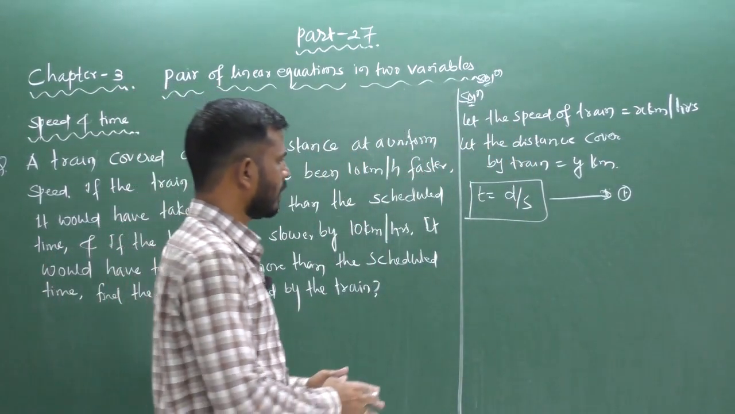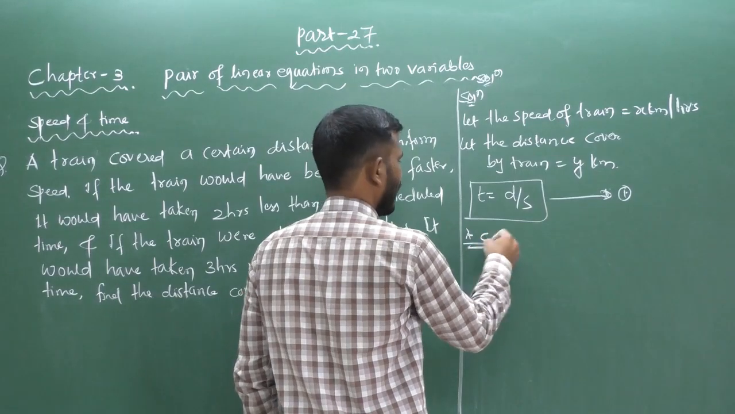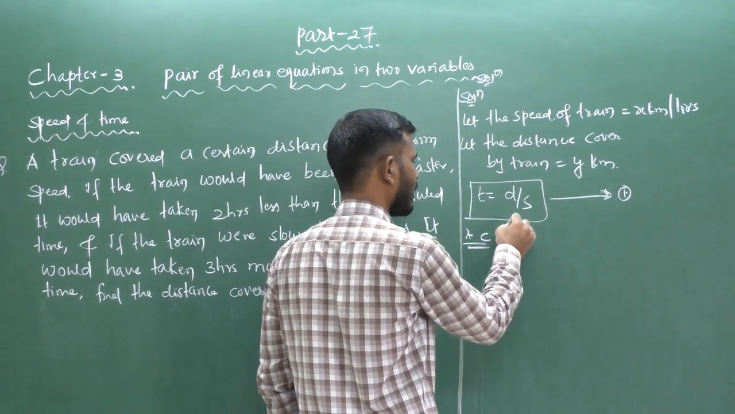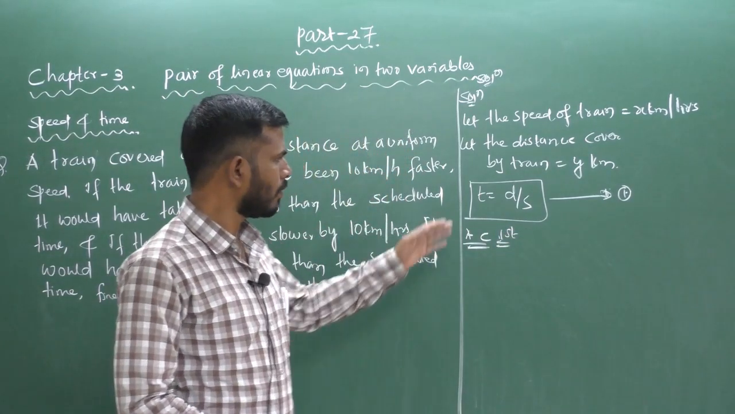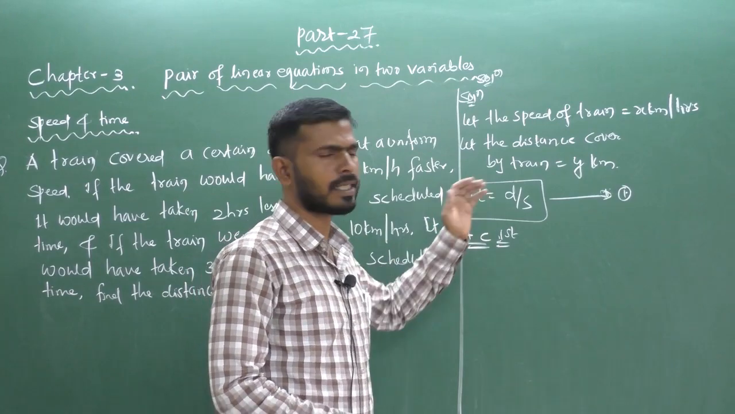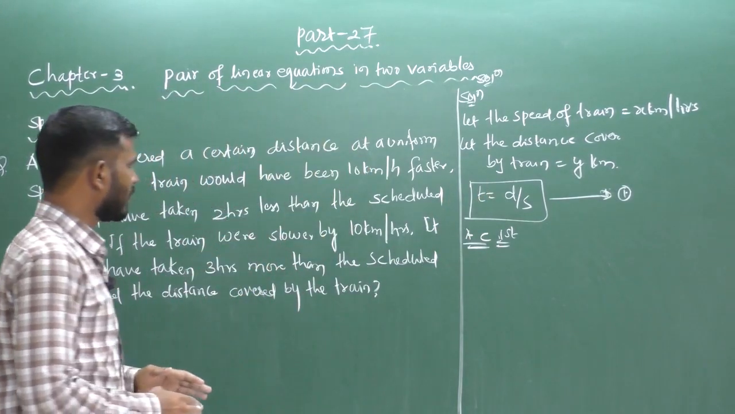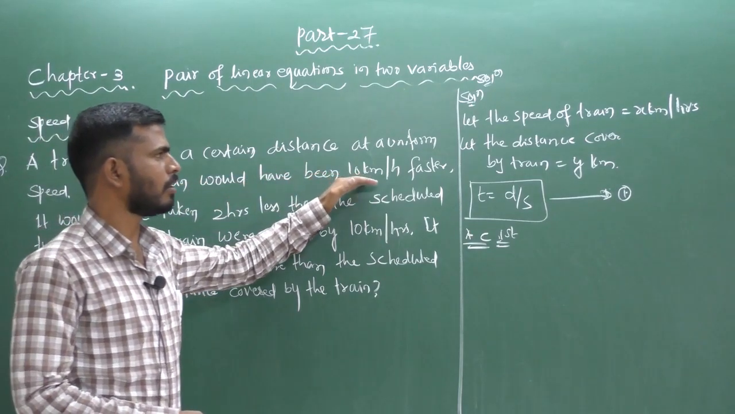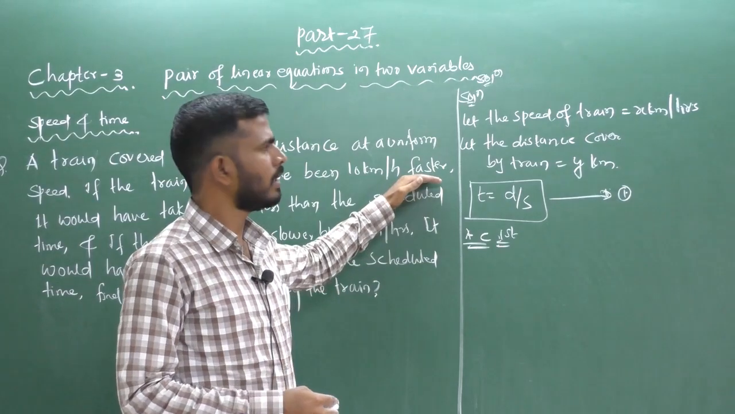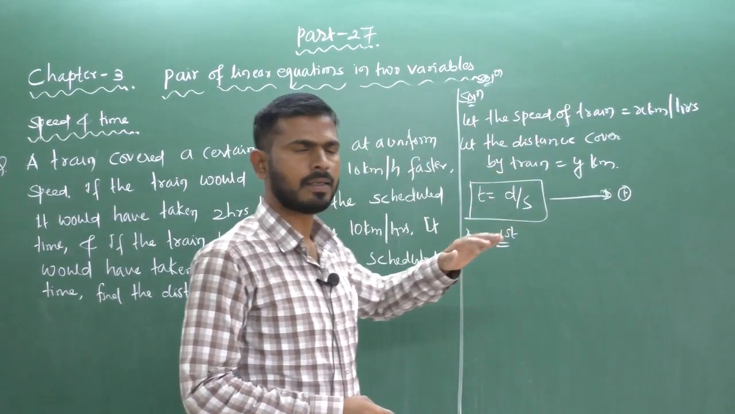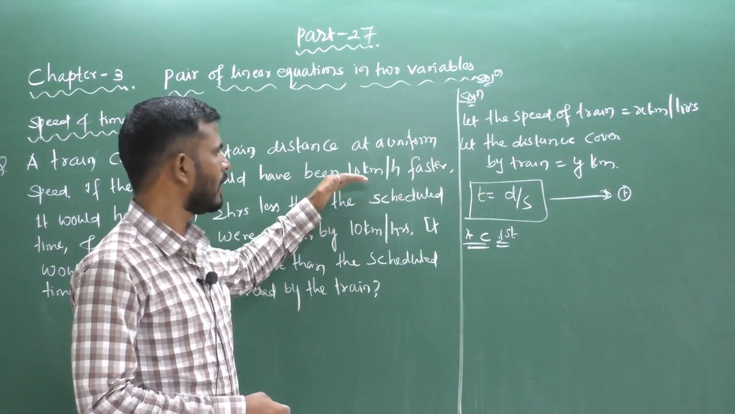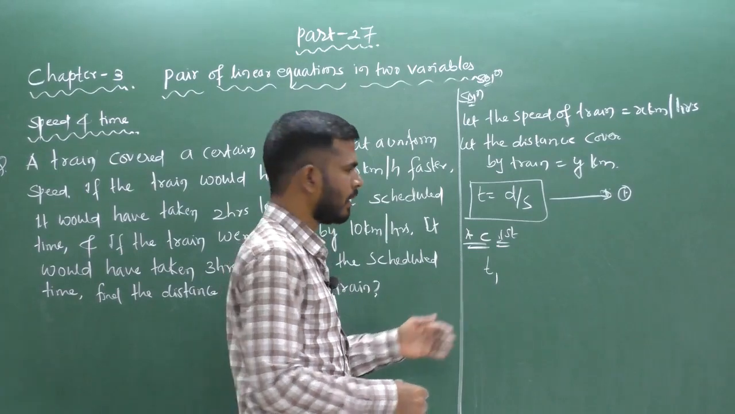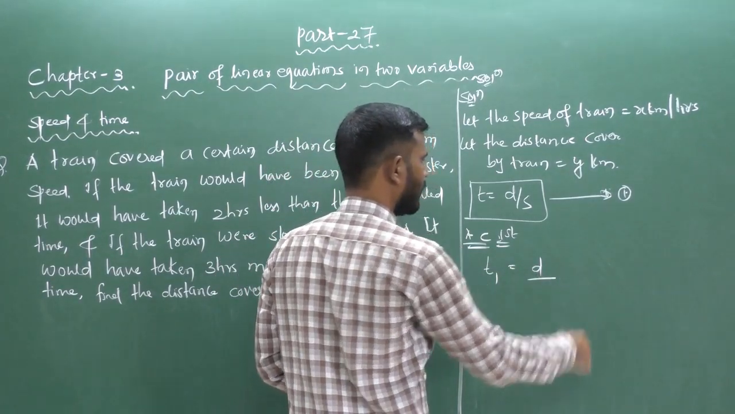According to the first condition, you can create the equation in the pair of linear equations in two variables. The first condition is simple. Look at the equation: time equals distance by speed. The first condition is, if the train had been 10 km faster. Faster means more. Here the speed of the train is x, but in the first condition the speed is 10 km faster. So what is the time here? You can take t1 equals distance, which is the same.